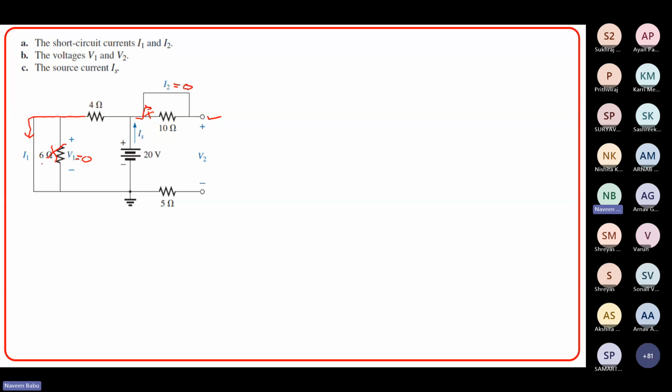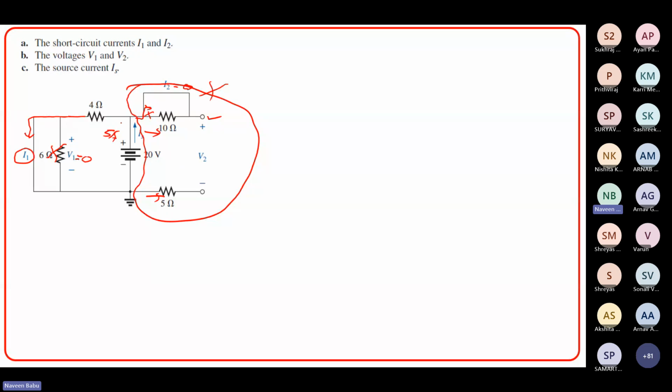Now, what is this particular current I1? Since there is no current flowing through this part of your circuit, there will be no current through this part of your circuit also. So literally, this part of the circuit has no meaning at all as far as the source current is concerned. So now IS is 20 divided by 4, which is 5 ampere, right? 20 by 4 is 5. So 5 ampere is the source current, and that is the same as your I1 current also.